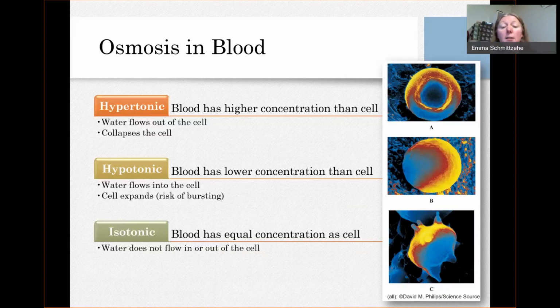Now, if you're in a scenario where your cells are too far expanded or too far collapsed, then they might give you a solution that has a higher concentration or a lower concentration to reverse what's going on. And so that all is tied to osmosis and osmotic pressure.